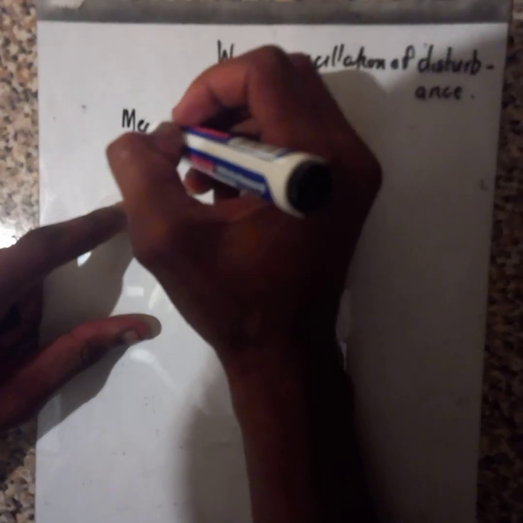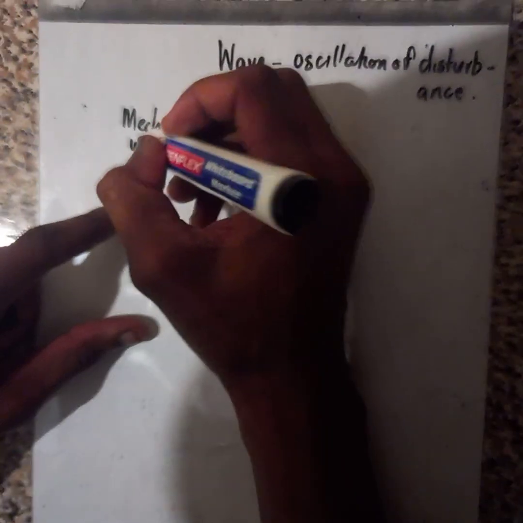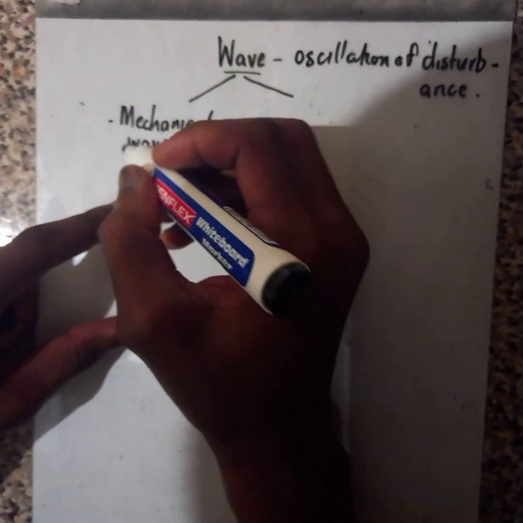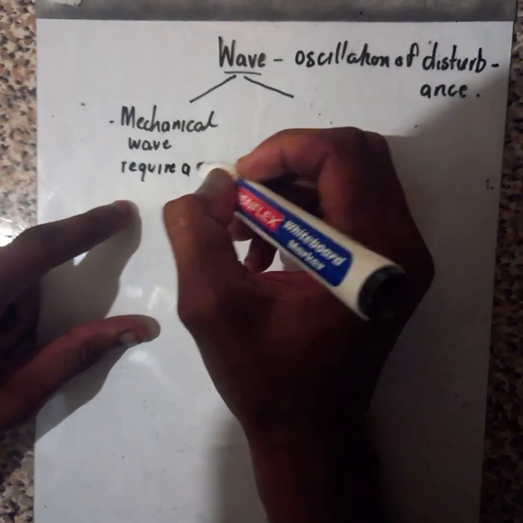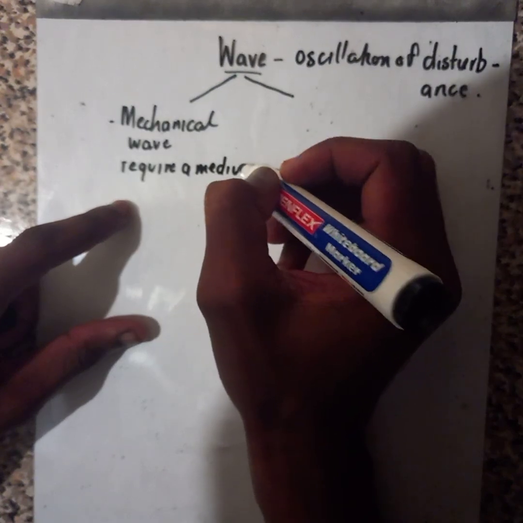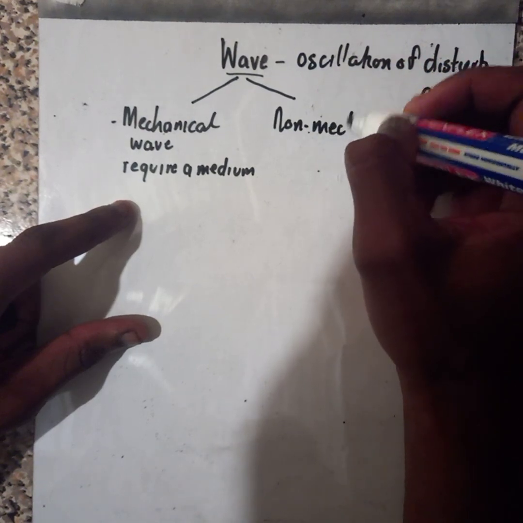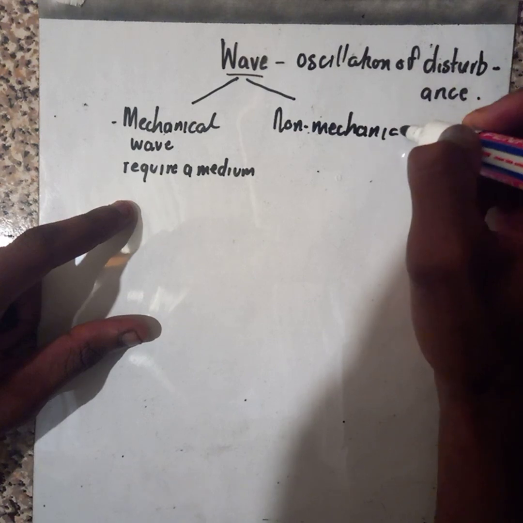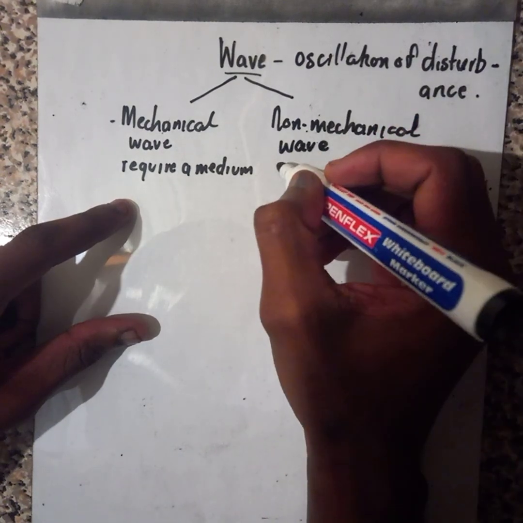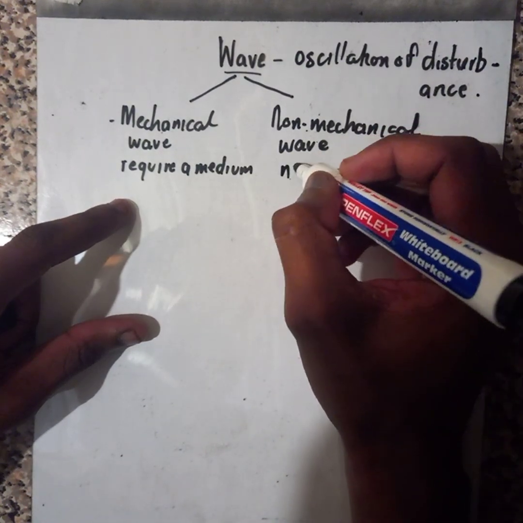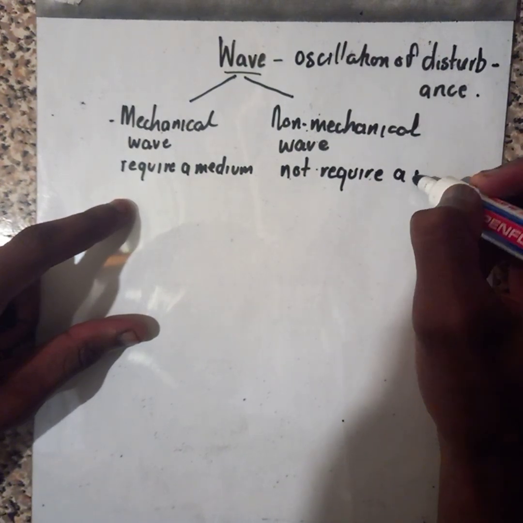Waves can be divided into two. We have mechanical waves, which require a medium. Such waves require what? A medium. We also have non-mechanical waves. Non-mechanical waves don't require a medium.